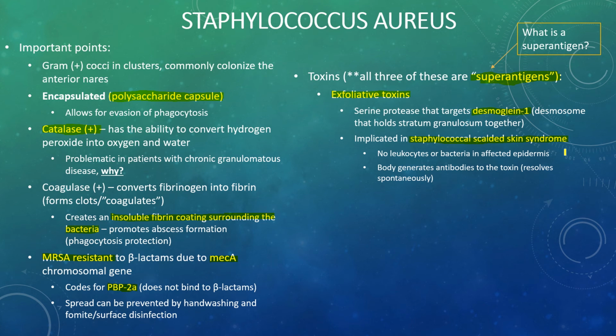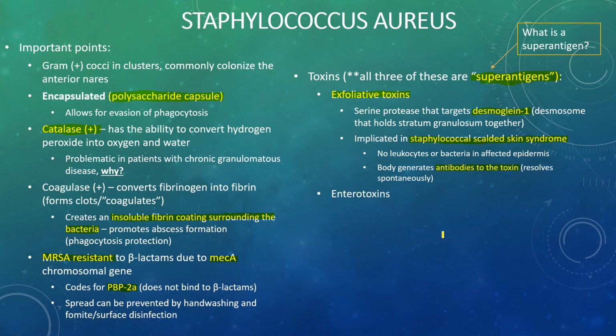And a key feature of staphylococcal scalded skin syndrome is there's actually no leukocytes or bacteria in the affected epidermis or in the actual bullae vesicles that form. And the reason why is it's all because of the toxin. The toxin causes everything. The leukocytes and bacteria have nothing to do with it. And the body generates antibodies to the toxin, and this is how you resolve the infection.